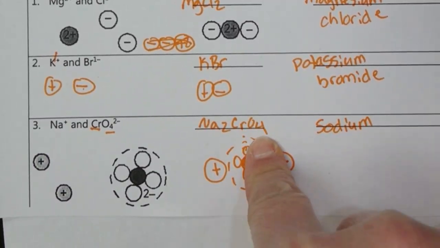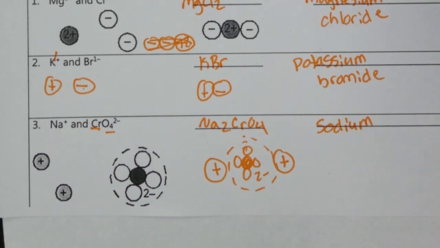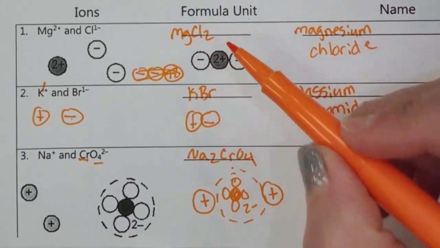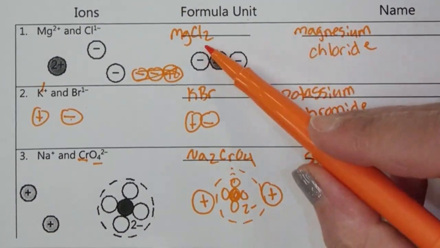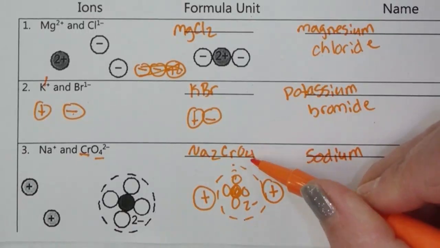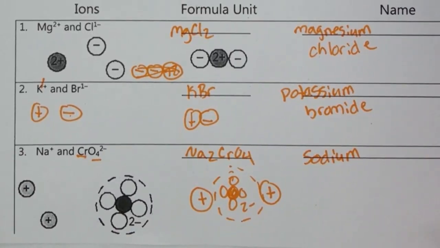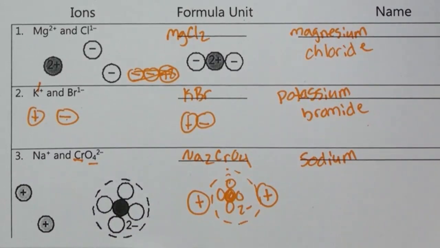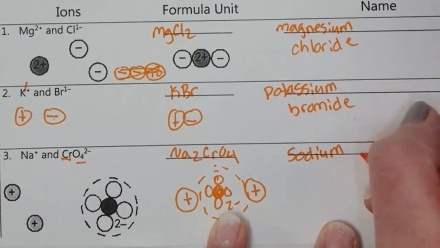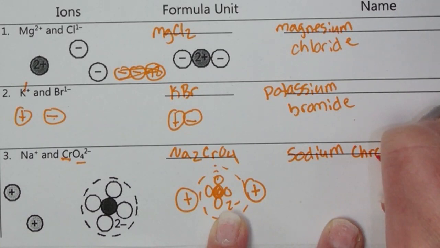Now, how do we name with the polyatomic ion? That's where we have to use a slightly different rule. When we were naming binary compounds, the second element always became "ide." So chlorine became chloride. Bromine became bromide. When a polyatomic ion is involved, you name it just as the name of the polyatomic ion is. You do not change anything. So CrO4 is chromate.